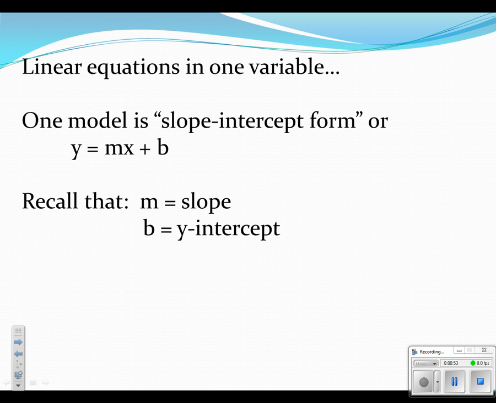So if you have an equation in y equals mx plus b form, it's ready to graph. Okay, so a lot of our things we switch into that form because of the ease of it.